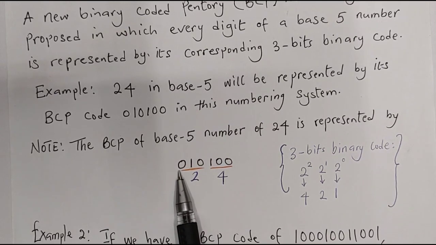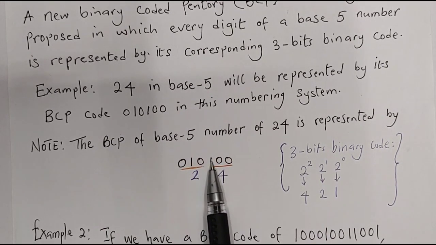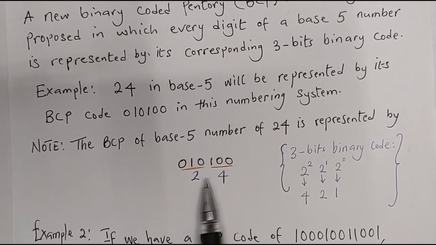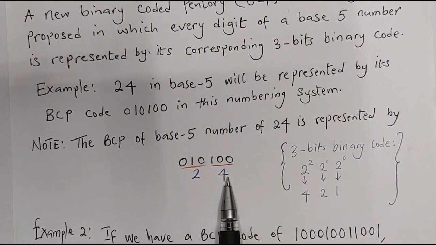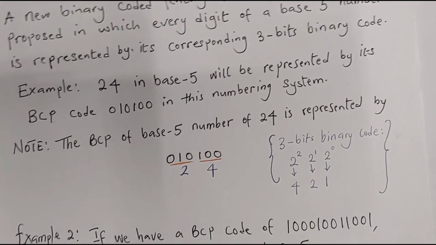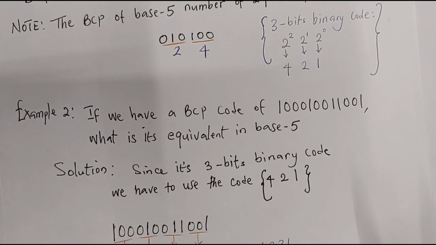So it means that the BCP code 010100 is equal to 24 in base 5. So that is what it means. So let's go a bit deeper. Let's see what we can do.